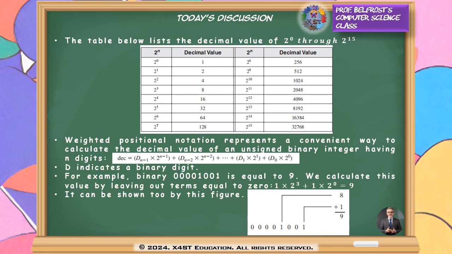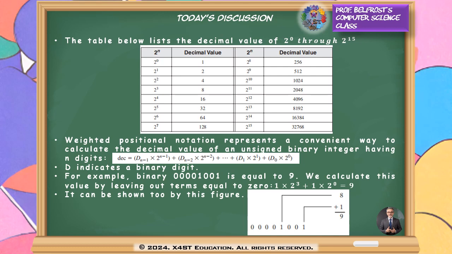Okay, so weighted positional notation represents a convenient way to calculate the decimal value of an unsigned binary integer having n digits, and that's the formula. Decimal equals the sum of the products of the digit at each position with its base raised to the power of the position or the index, where D in this case indicates a binary digit.